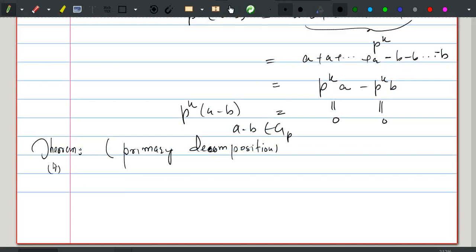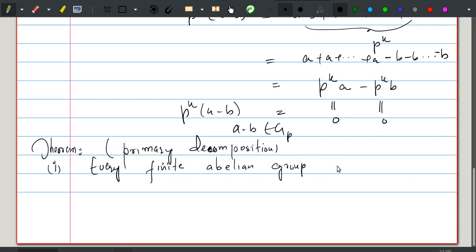So it has two items. First item is: every finite abelian group, say G, is the direct sum of its p primary components.